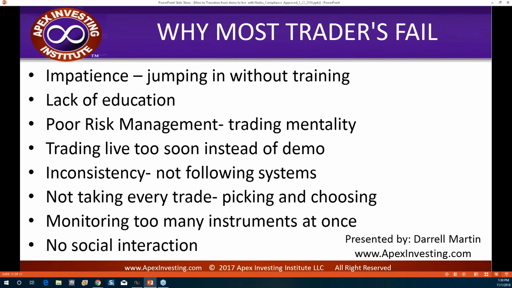So again, some of the top reasons traders fail, especially new ones, is impatience: jumping into live trading without proper training, without proper understanding of a system, without proper time in demo, not putting in the time to educate themselves, or poor risk management, risking way too much, and that will mess with your trading mentality, okay? You don't want to jump into live trading too soon. You want to make sure that you have all these things worked out in demo properly and that you're mentally prepared to be consistent with your system when you move to live.